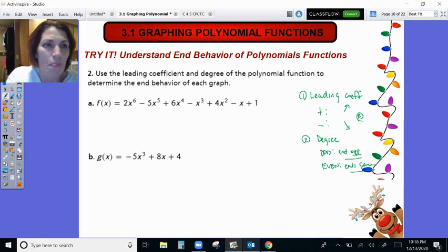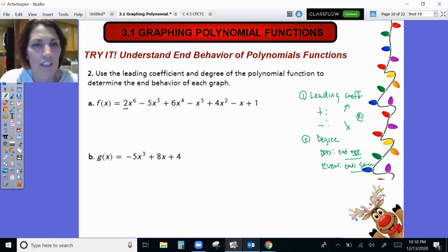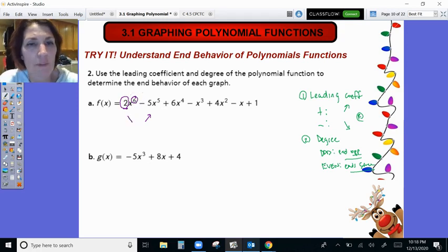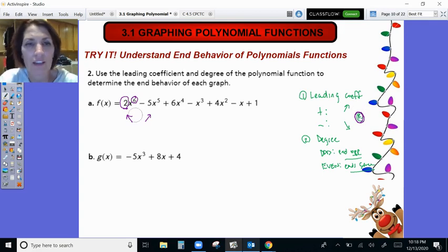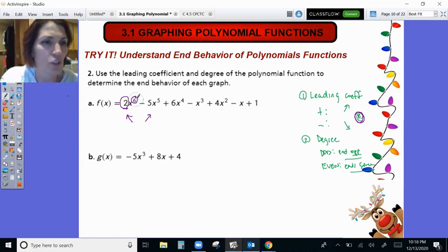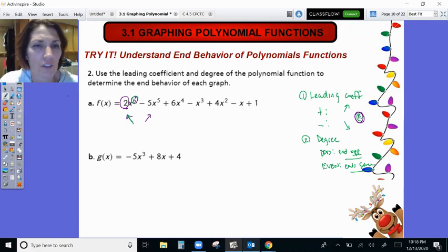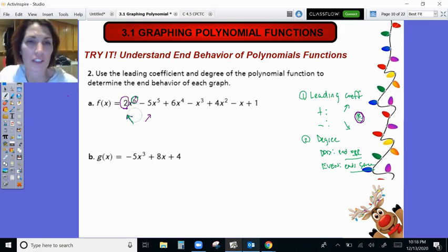So looking over here, I'm going to look at my leading coefficient first. It's a positive, right? So my right end is going up. So I kind of like to make a little diagram like this. Then I look at my degree. It is even. So that means my other end is doing the exact same thing. Okay? So remember, my leading coefficient tells us what our right side is doing. And then the degree will tell us what the rest of it is doing, whether my other side is doing the same thing or the opposite thing.